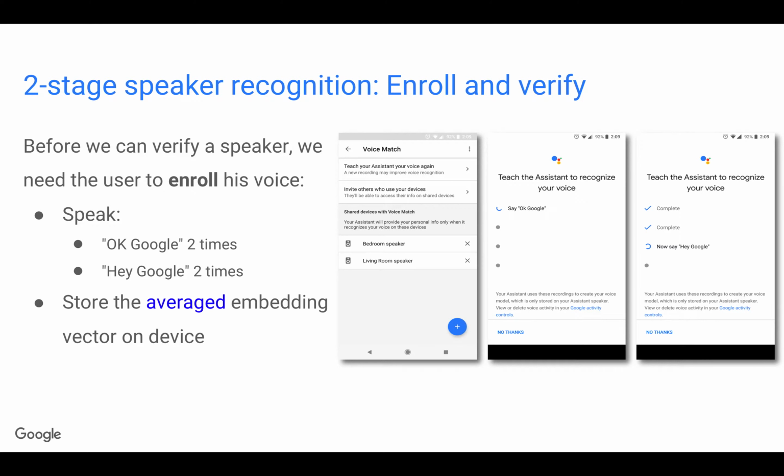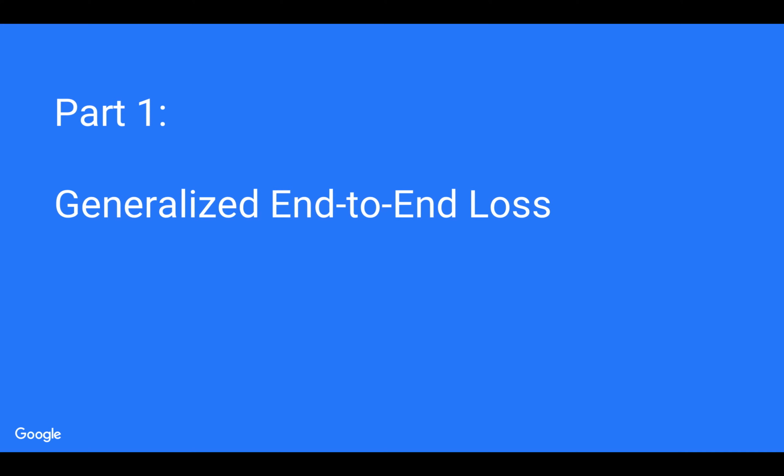Before you will be able to do speaker verification, first you need to enroll your voice. We ask the speaker to speak OK Google 2 times and Hey Google 2 times. These are called the enrollment utterances. Then we will store the averaged embedding vector of these enrollment utterances on the device.